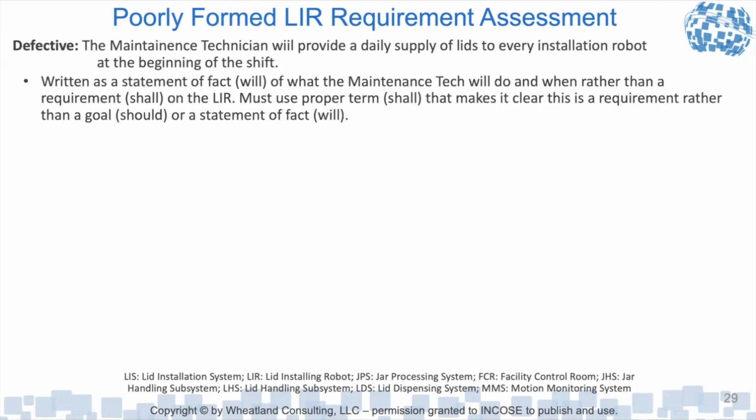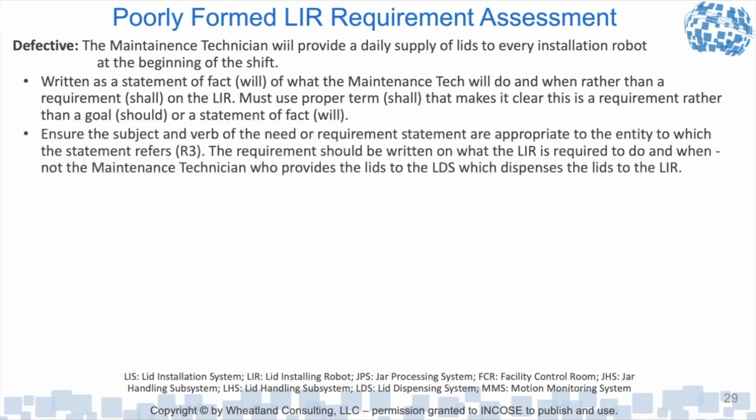Looking at this, you can see it's written as a statement of fact, will, of what the maintenance technician will do rather than a requirement, shall, on the lid installation robot. When writing requirements, we must use the proper term shall that makes it clear it's a requirement rather than a goal, should, or statement of fact, will. We want to ensure the subject and verb of the needed requirement statement are appropriate to the entity to which the statement refers. The requirement should be written on what the LIR is required to do and when, not on the maintenance technician who provides the lids to the lid dispensing system, which then dispenses the lids to the LIR.